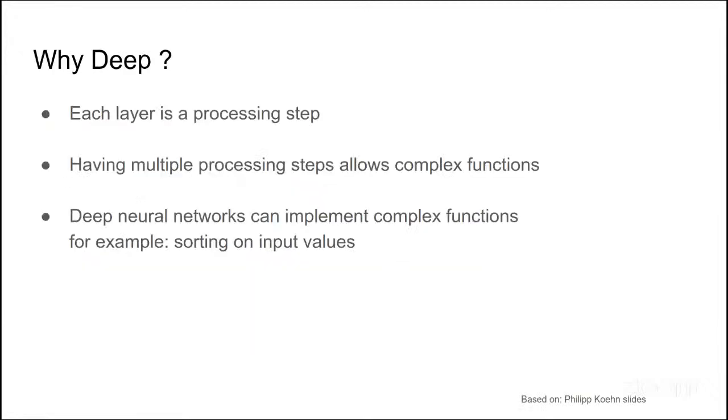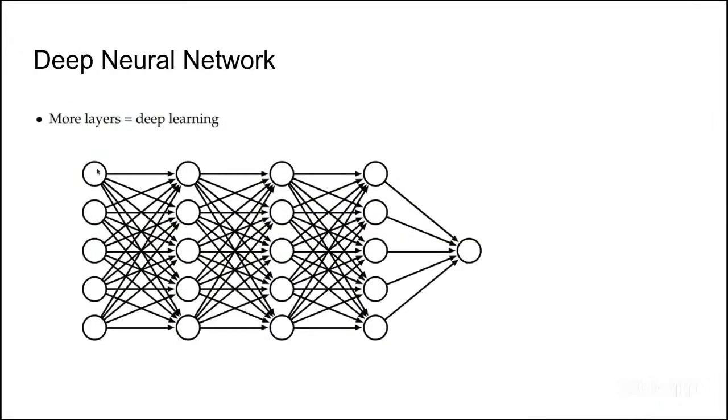But why do we need such deep layers? Consider that each layer is a processing step. Having multiple such processing steps allows you to learn even more complex functions. For example, if you want to learn sorting of input values, say x1, x2, x3, x4, x5 are there, and you want to output the middle value, it can simply output the middle value itself, which is very difficult for a linear model to do.